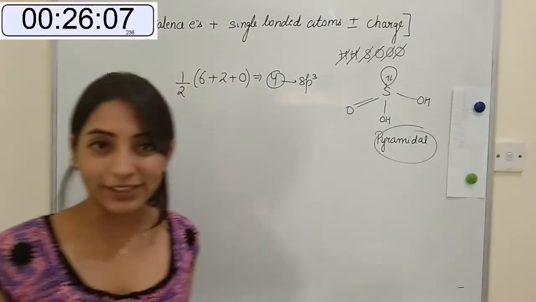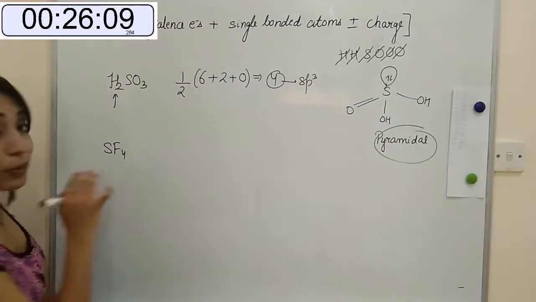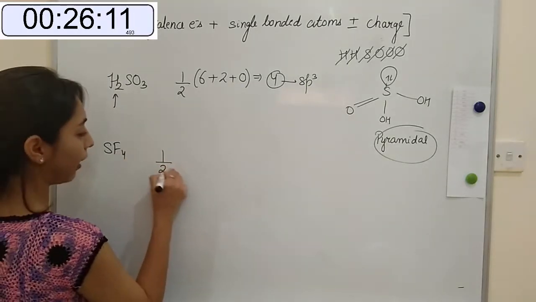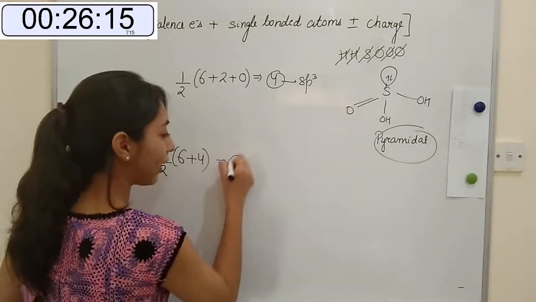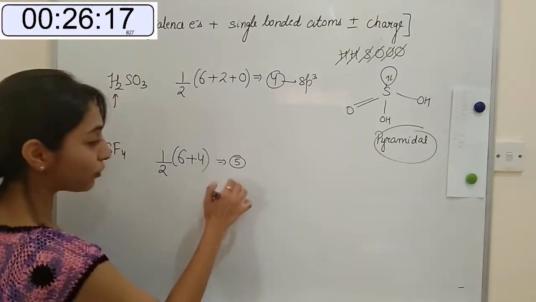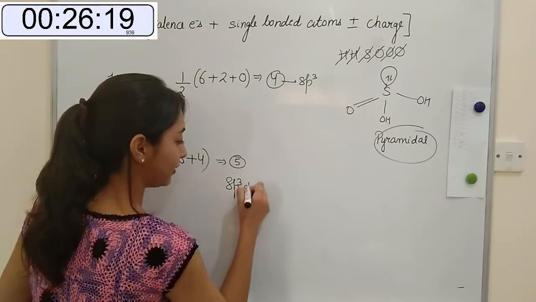This is a pyramidal structure. Done. Now let us go to SF4. SF4 is half. We have 6 plus 4. Now this is 5. Oh, this is a new question. So 5 means the hybridization is sp3d.